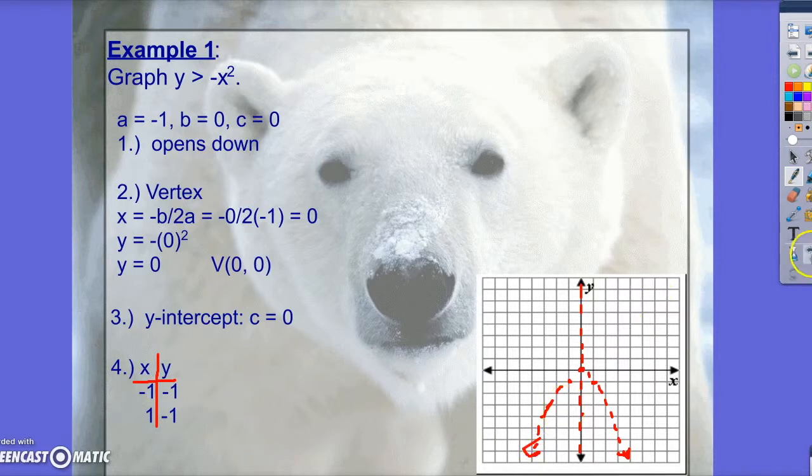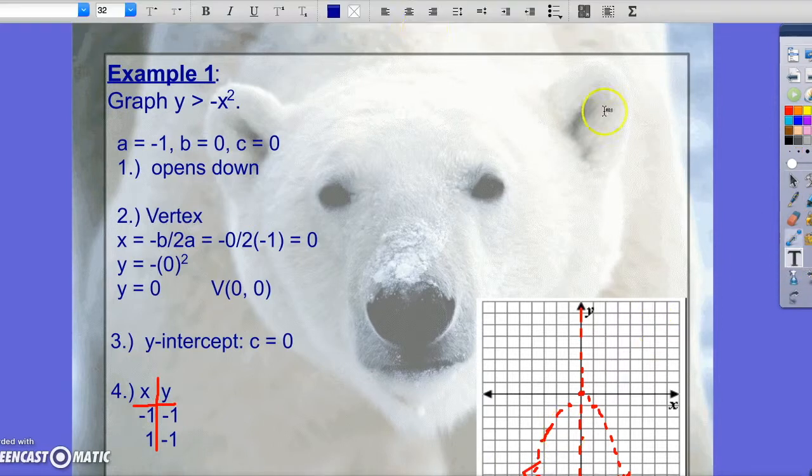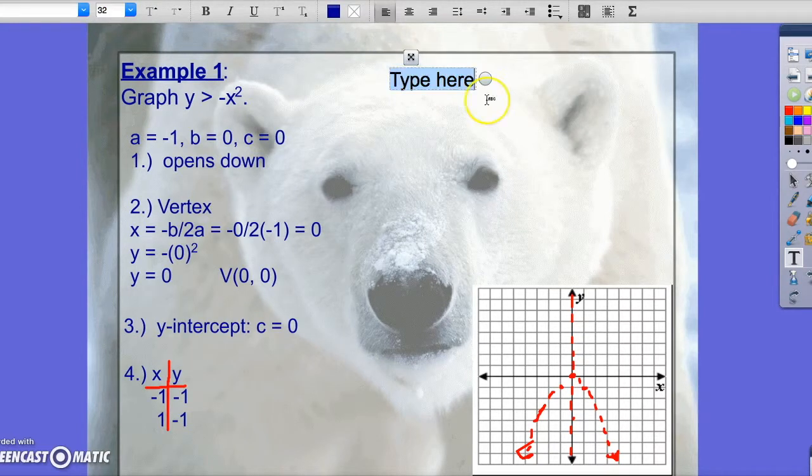All right. Now, instead of step 5, where we talk about max or min, what we're going to add here is we're going to test a point. Because with max and min, if you're shading an area, you can't really say max or min to it. So I'm going to test, for my point, 1, 1. That's just easier. Remember, I can't use 0, 0. Why? Because 0, 0 is part of the graph.